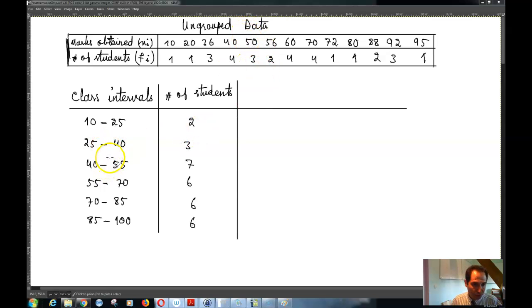And higher and lower here means that, for example, this class relative to this class is higher, and this class relative to this class is lower. It doesn't depend on the way that they appear on paper. It's basically when you say 25 to 40 and 40 to 55, 40 to 55 is thought of as a higher class than 25 to 40. Okay.